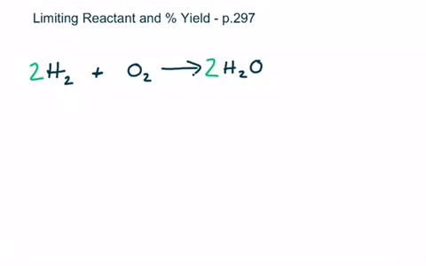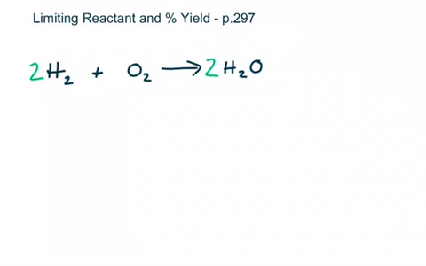So this lesson is based on the concepts of limiting reactants and percent yield. It can be found in section 9.3 of the interactive reader on page 297. So first, let's begin by considering the reaction between hydrogen and oxygen to synthesize water.